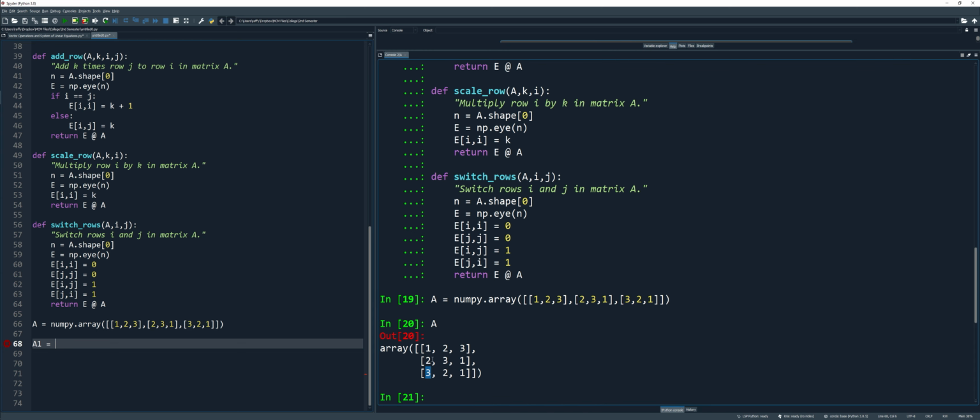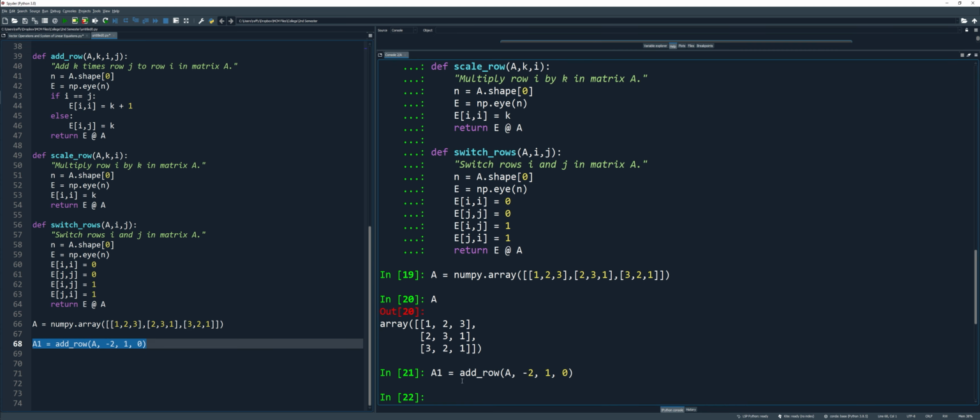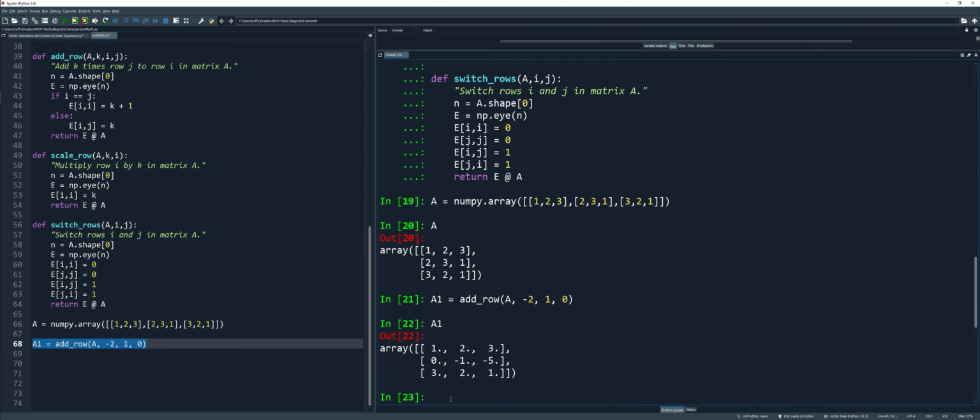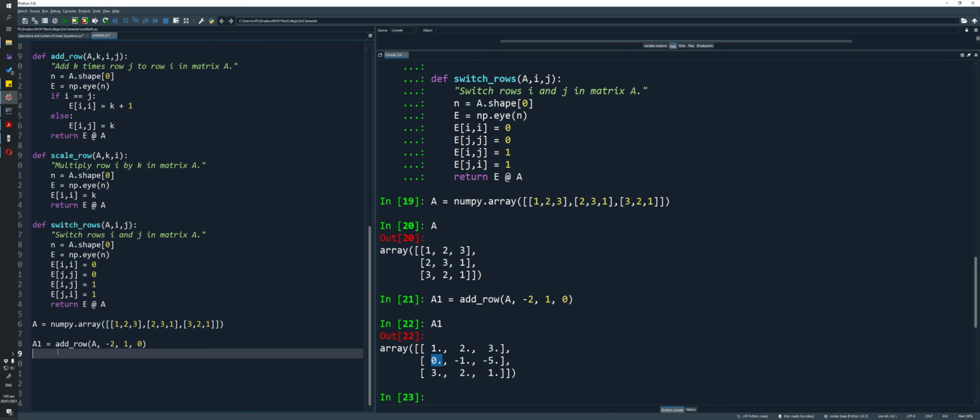So to change this one from 2 to 0, I will use the add row function. So we type in the matrix, it's A. K here is -2 because this is +2. I want to change row 1 and use row 0. So run this code. And we have now the result. So we were able to change this to 0.